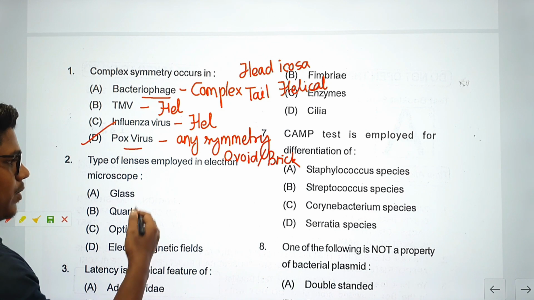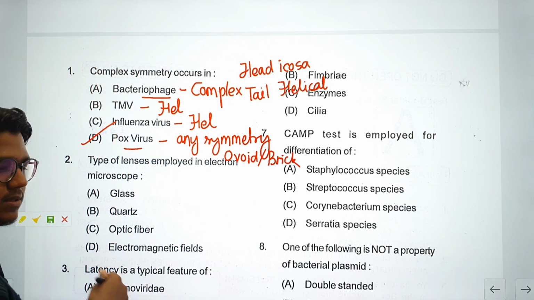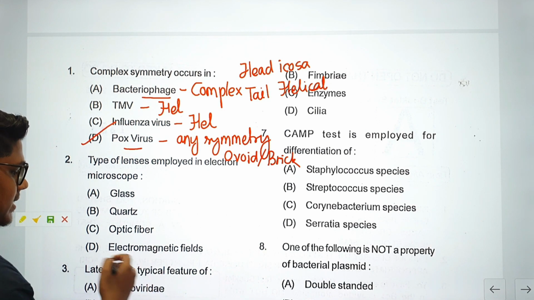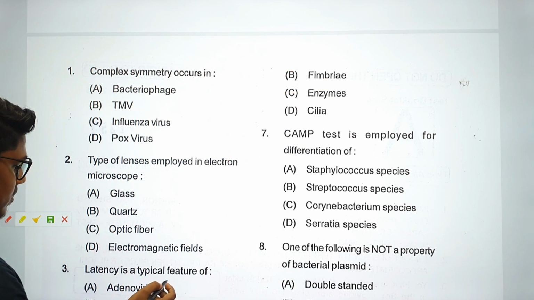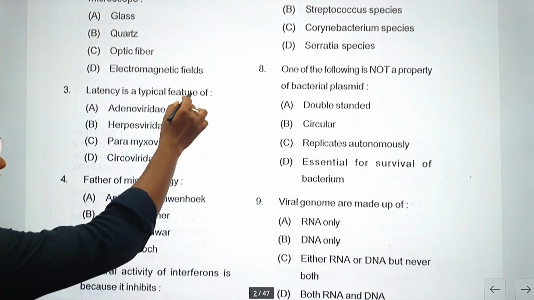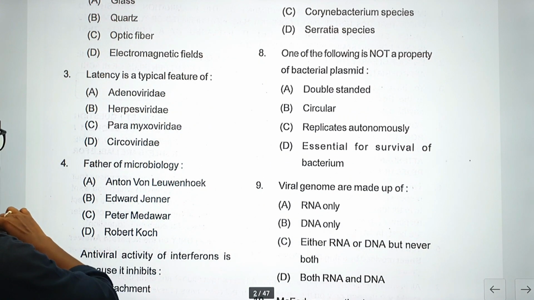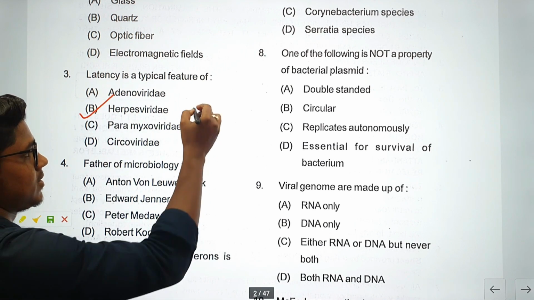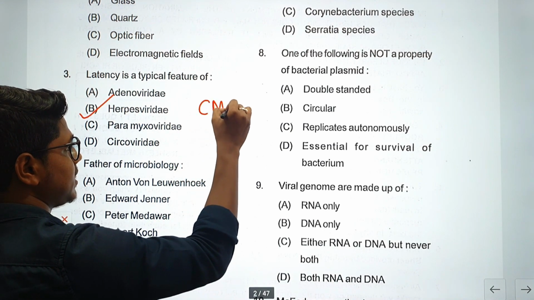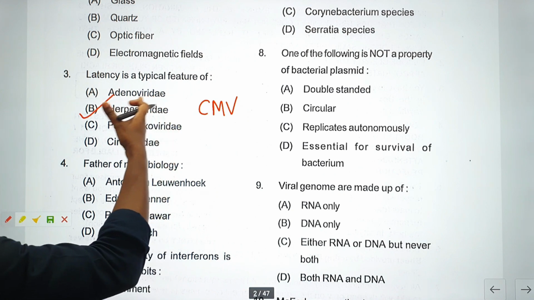Type of lenses employed in an electron microscope: they are not made of glass, they are made of electromagnetic fields. In electron optics, these lenses are known as electromagnetic lenses. Latency is a typical feature of herpesviridae. There is another, cytomegalovirus, which also has the feature of latency.